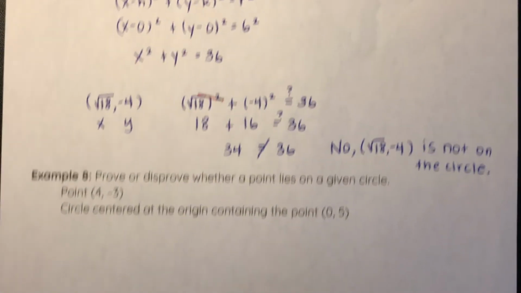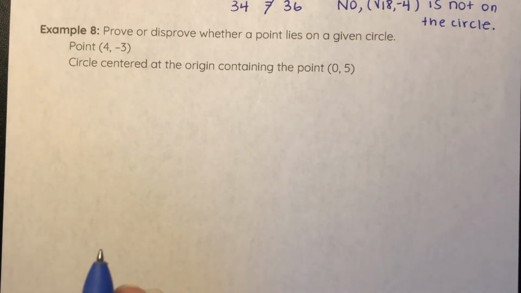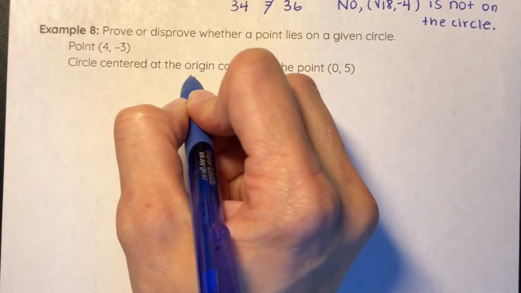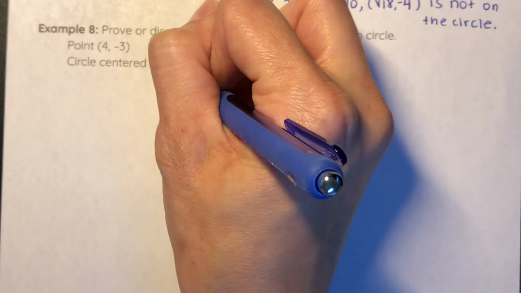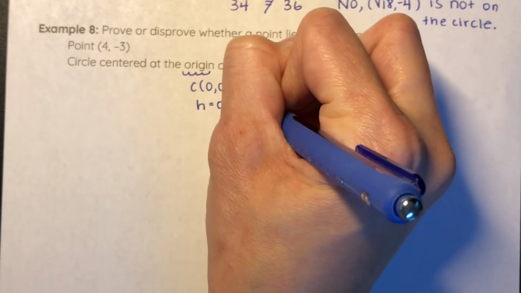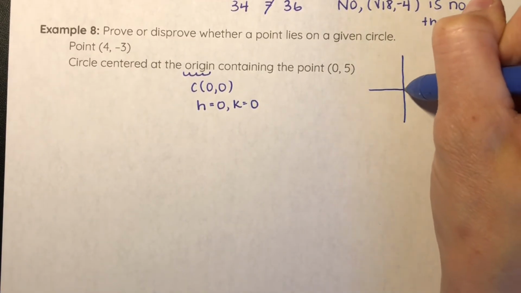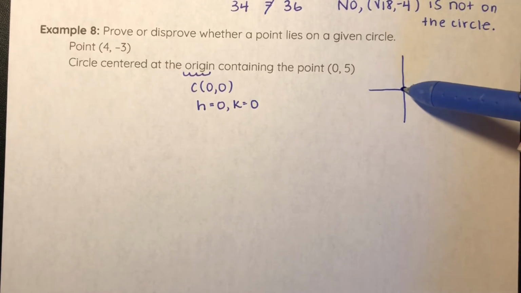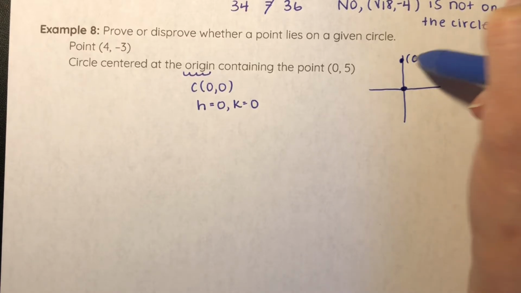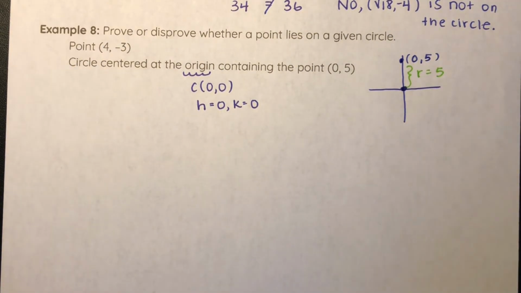All right, we'll try one more of those. Again, we're proving or disproving whether the given point is on our circle. So I have the point 4, comma, -3. My circle again is centered at the origin, so that will be 0, 0. H and K will both equal 0. And then I know my ordered pair is going to help me identify what the radius is. So if my origin is 0, 0, if I go up to 0, 5, I know that radius is going to be 5 units. So R will equal 5.